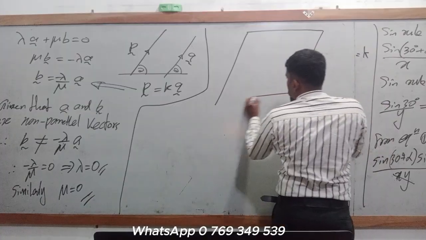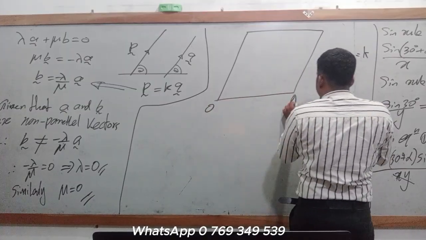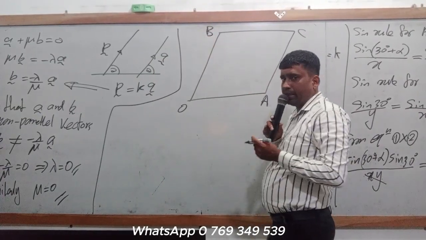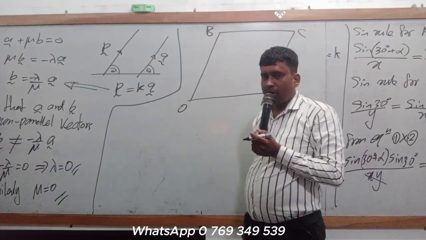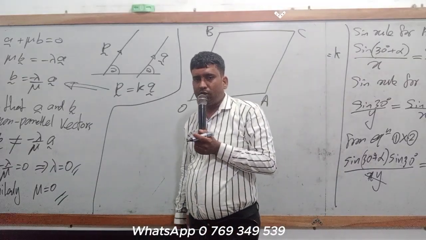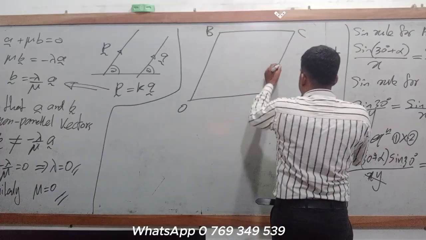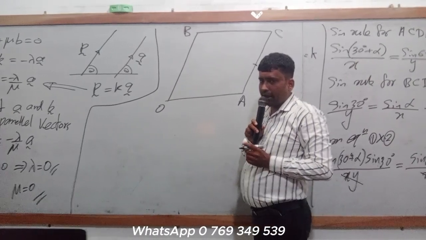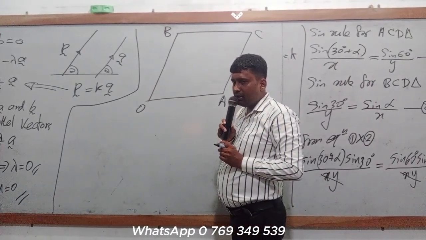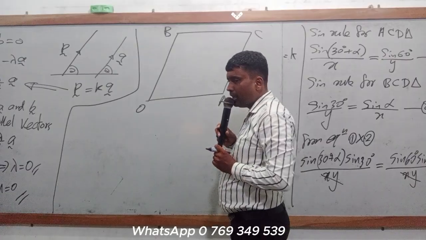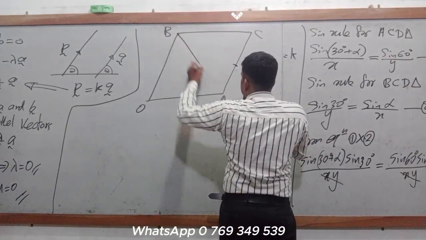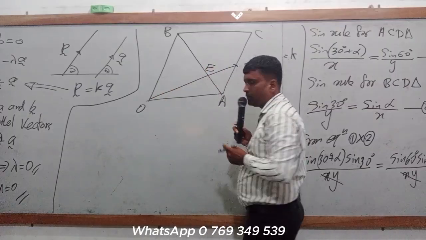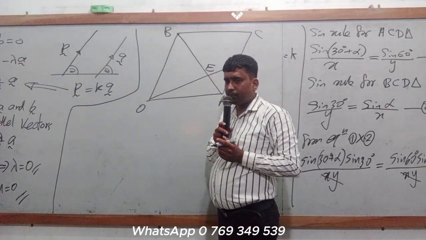Here O and A, OACB, right? Let OACB be a parallelogram, and the midpoint of AC is D. AC, this one, this is the midpoint D, right? And the lines AB and OD meet at E. AB and OD: AB this one, OD this one. This is E, right?